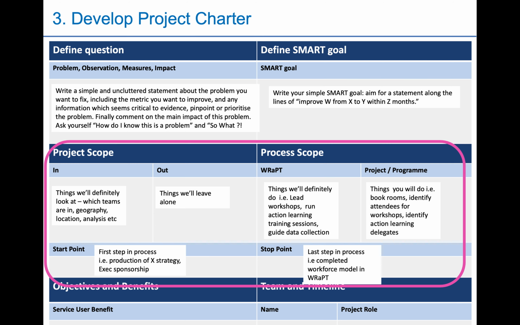What are your SMART goals and objectives? What's the problem that you're trying to deal with? What's the scope? What's in and out? What's the start point? What's the end point? In this case, what we're defining is who's doing what. So what's the project doing and what is the WRAPT team doing as a separate group? But there's a whole host of stuff. You just write that down.